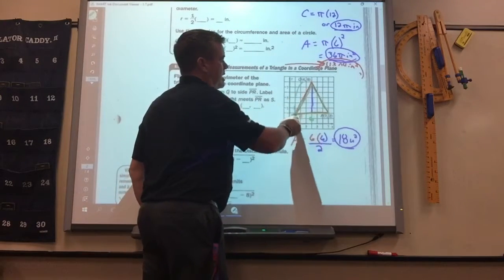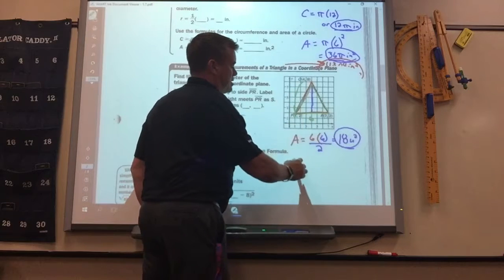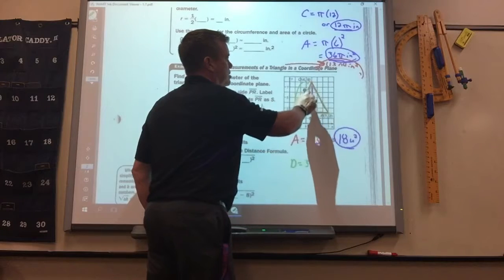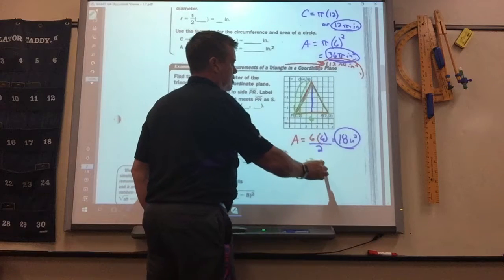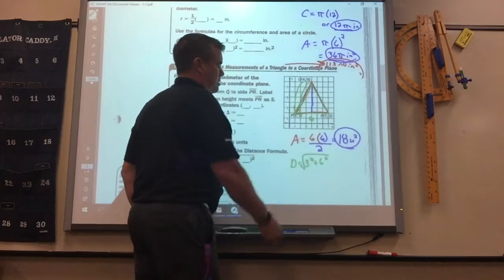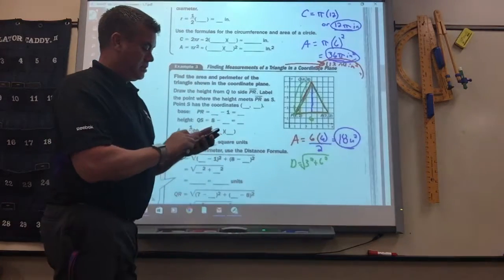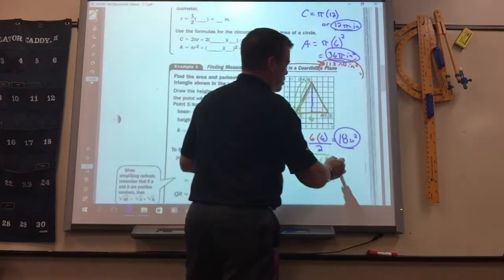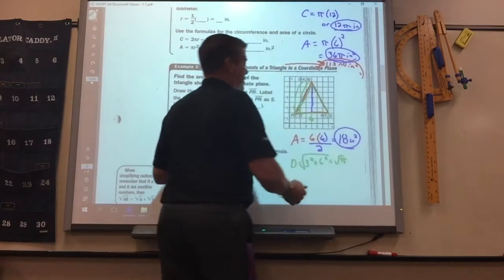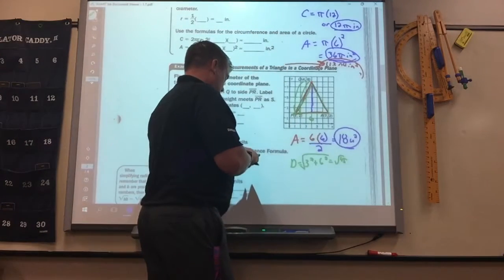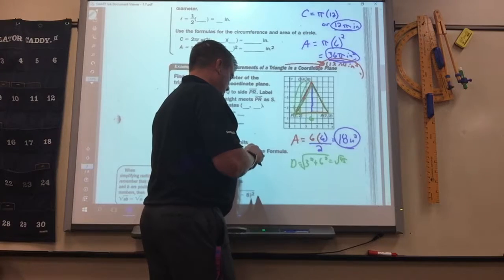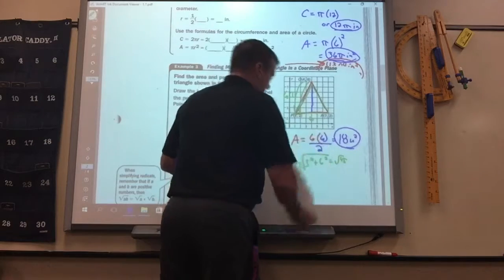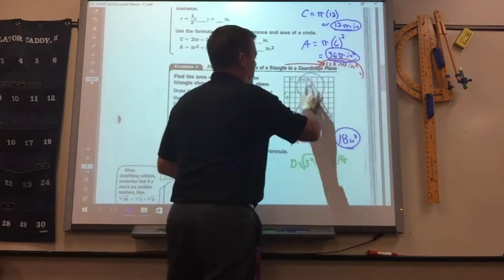So x minus x, 4 minus 1 is 3 squared, plus y minus y, 8 minus 2 is 6 squared, square rooted. 9 plus 36 is 45. So it's equal to the square root of 45, which, if we rounded it, would round to 6.7. That's it.